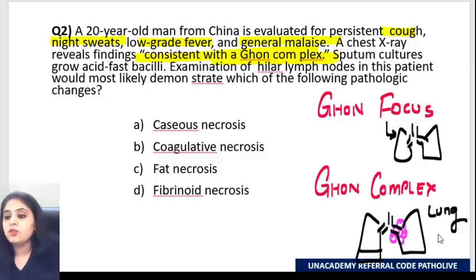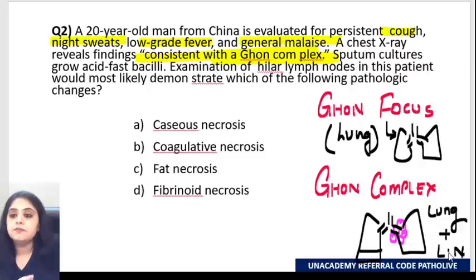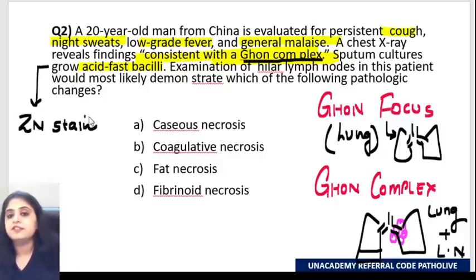So if there is involvement of the lymph nodes also, then that becomes a complex. Only a lung lesion is said to be a focus; lung and lymph node becomes a Ghon complex. So probably over here there is a lesion in the lung and lymph node. They do a sputum culture and get acid-fast bacilli. What stain must have been used for acid-fast bacilli? The very famous Ziehl-Neelsen stain.